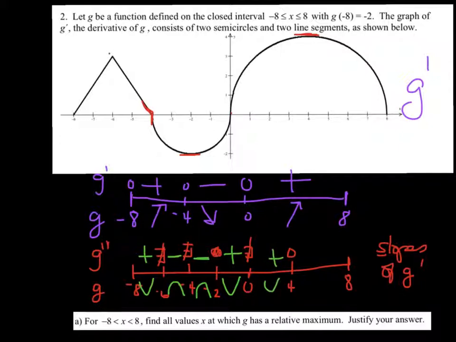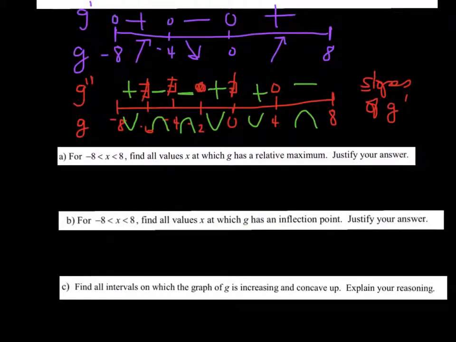Between 4 and 8, though, if I look at this part of the graph, I would say that that is decreasing, and so concave down. Remember that the second derivative is just the slopes of g prime, and so I'm just asking myself, does that graph have a positive slope or a negative slope in that interval? Okay, let's go ahead and answer these questions now.